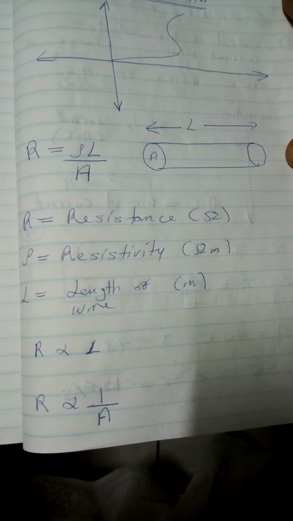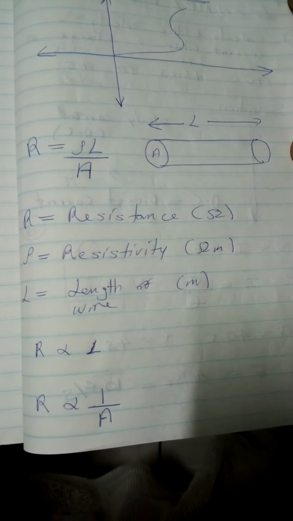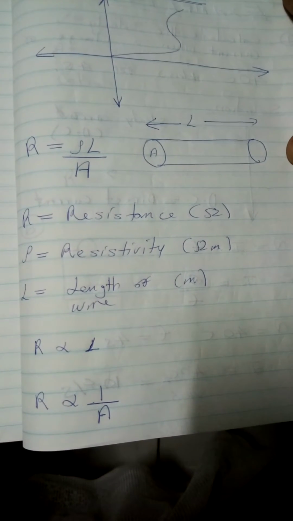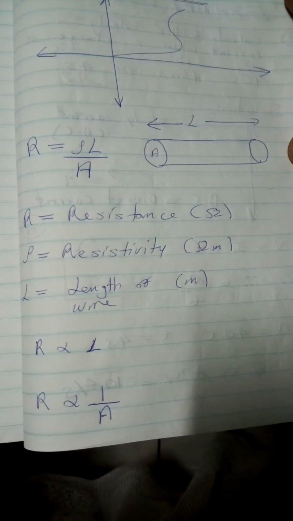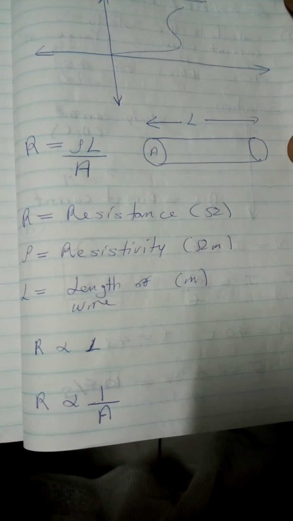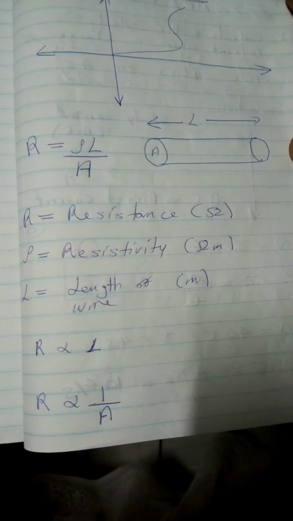The next concept is the concept of resistivity. Now R is equal to rho L divided by A. Here R stands for resistance, and the SI unit of resistance is ohms. Rho stands for resistivity, and the SI unit of resistivity is the ohm meter. And L stands for the length of the wire in meters.